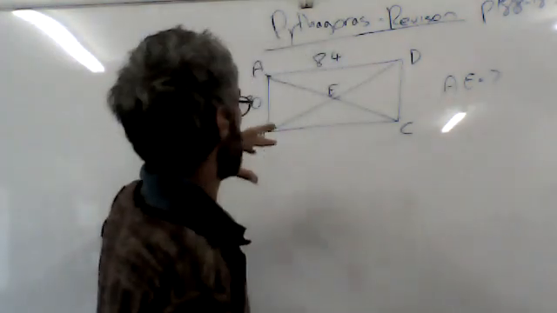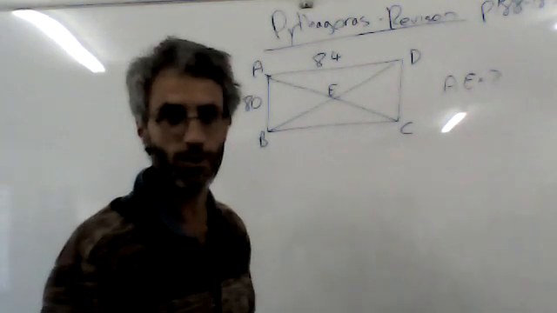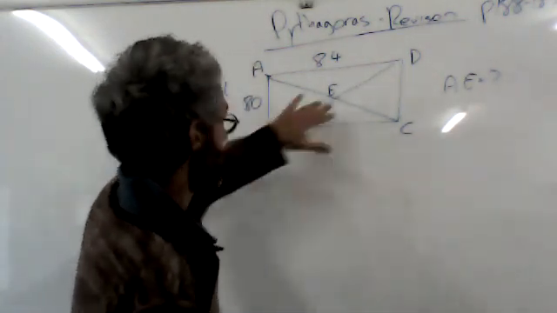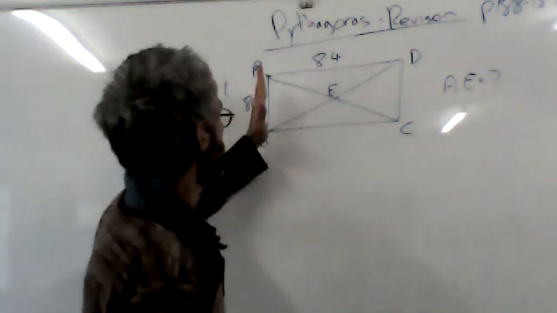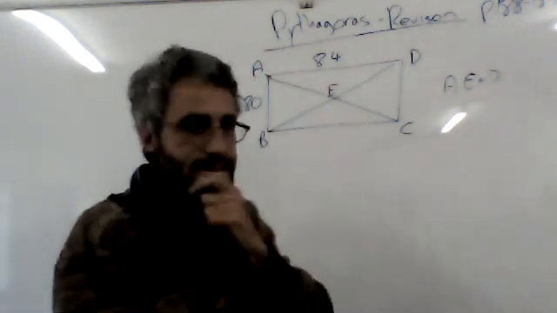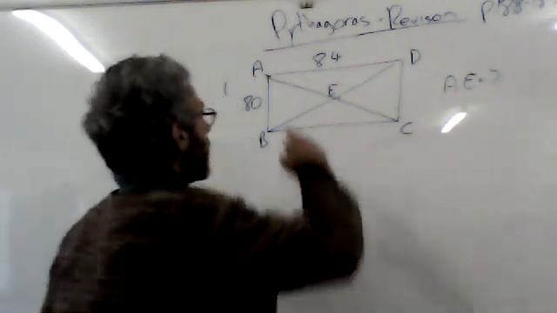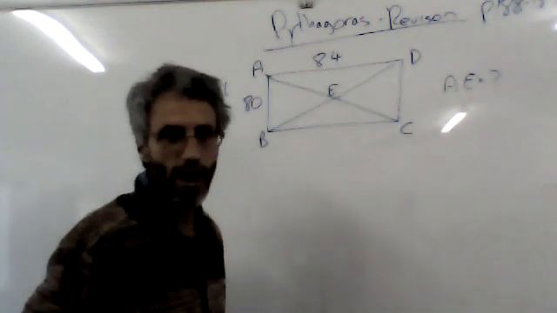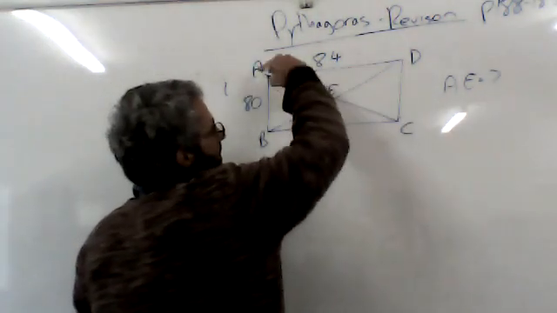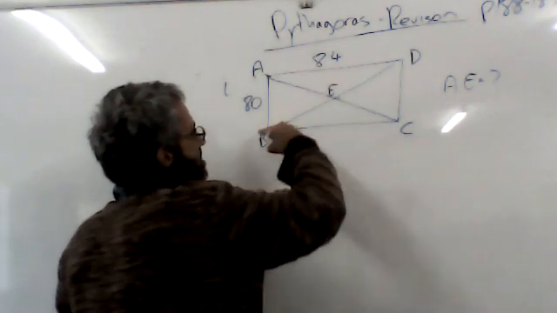Okay, so we're given a rectangle, told that this is a rectangle. Okay, A, B, C, and D, and E in the middle. And we're told one side is 80, one side 84, and we are asked to find AE. Now, if I look at AE, that's a side in the triangle. Which triangle? It's, for example, AEB. Okay, that's a triangle, or maybe it's AED.